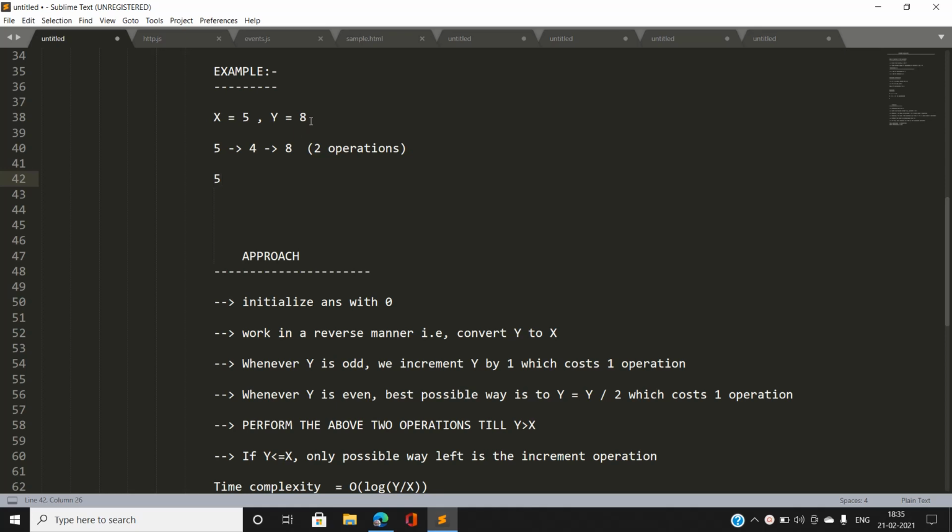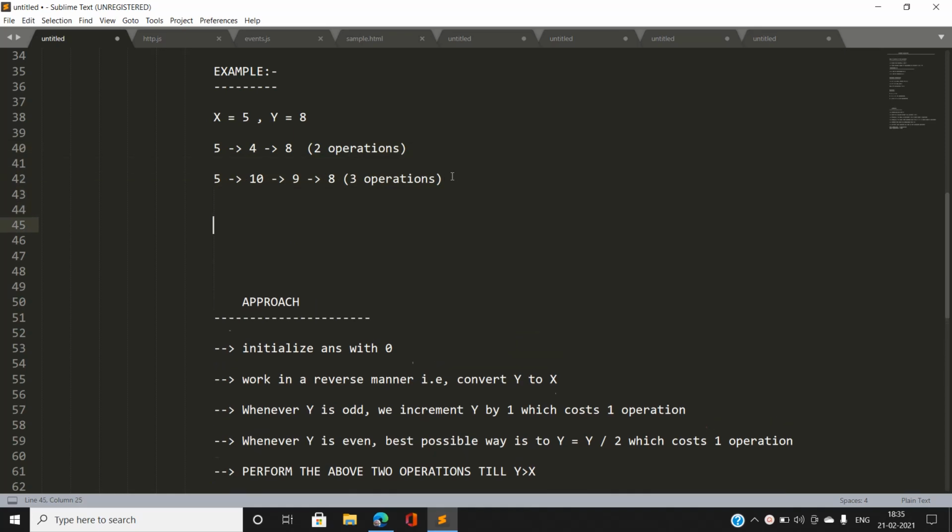Note that this 5 can also be made to 8 by operations like, we can convert 5 into 10, it costs me a single operation, then convert it to 9, then convert it to 8. Okay, so this process costs three operations. But we have to report the minimum, so I am going to report two operations, that is, we can convert x to y in two operations.